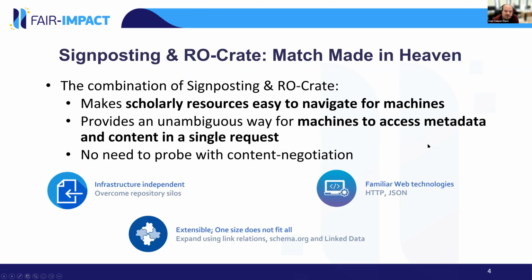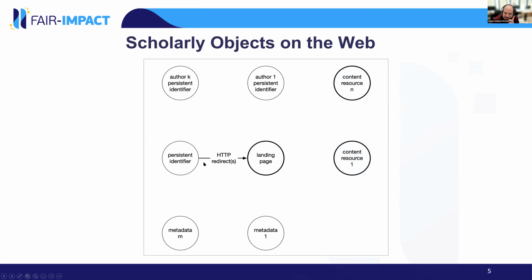Now, the argument in this support offer is that these two go well together. It's like a match made in heaven, said Herbert. And this combination means that we can make the scholarly resources easier to navigate for machines and get an unambiguous way to access all the metadata and the content. So you may have heard about content negotiation and say, hey, what about that? And I'll show you just in this example here now.